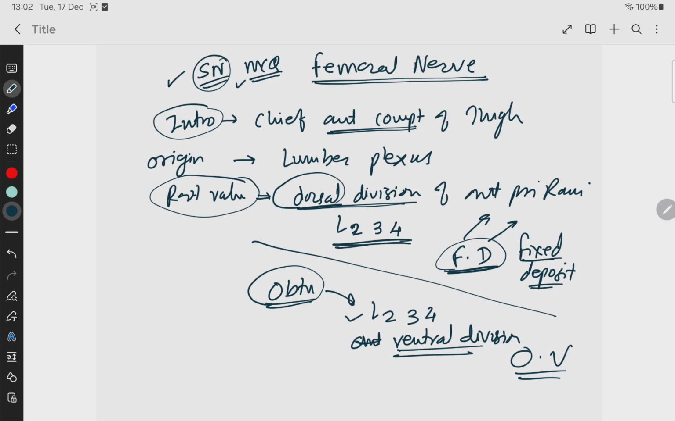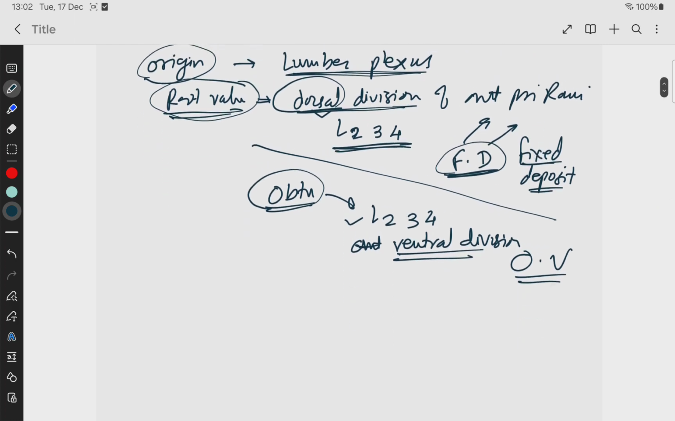Okay, so what is introduction? It is the chief nerve of the anterior compartment of thigh. It originates as a branch of lumbar plexus and its root value is dorsal division of anterior primary rami of L2, L3, L4. Okay, then comes the course and relations.